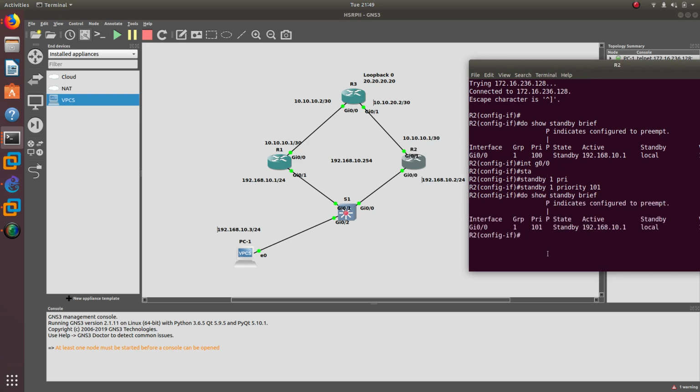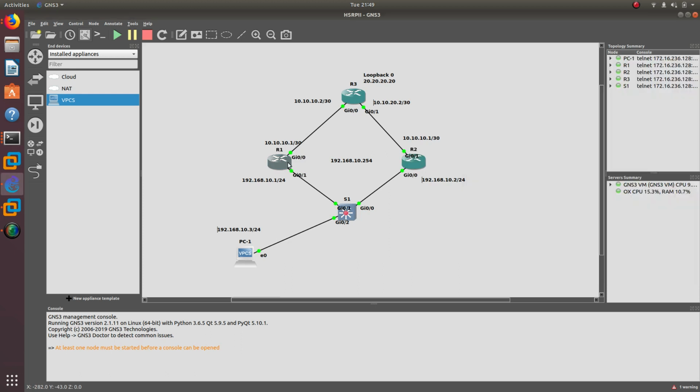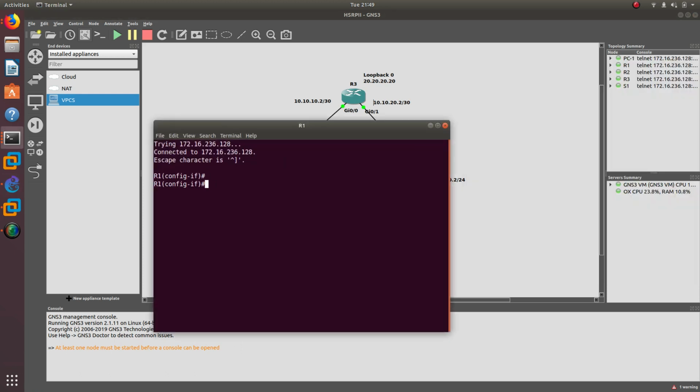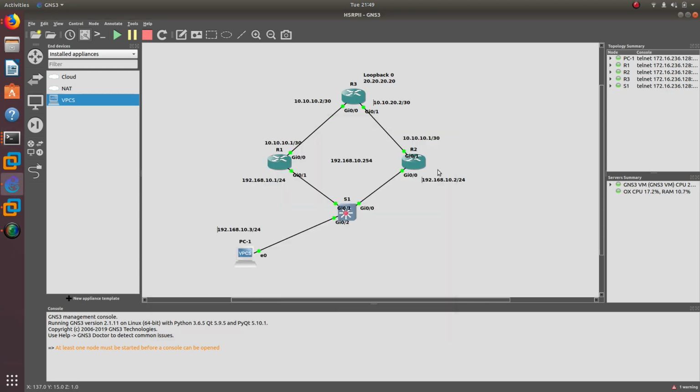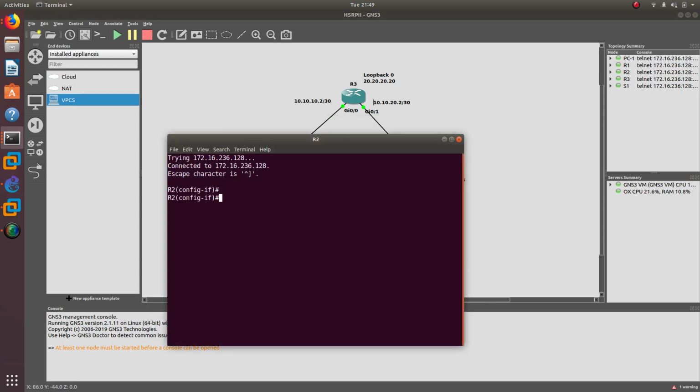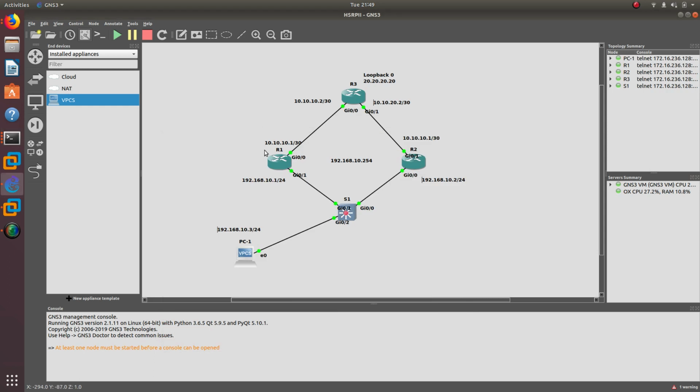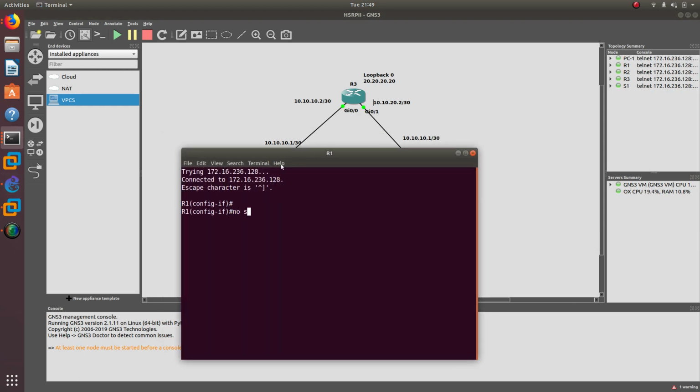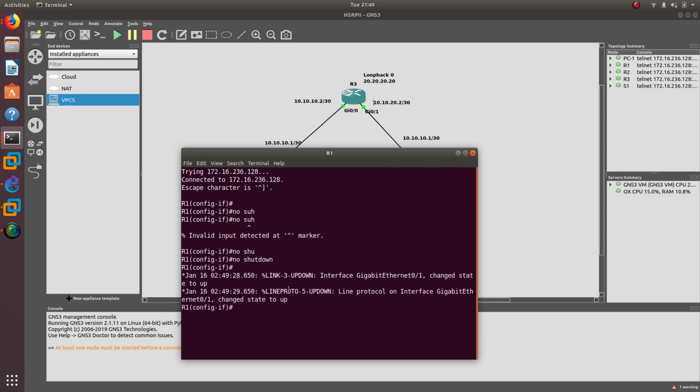This one is still on standby, even though it has a higher priority than router 1. That's because what you need to do is shut down both interfaces. Shut down, and then let's do no shutdown. No shutdown, and let's see now who is going to become the active router.